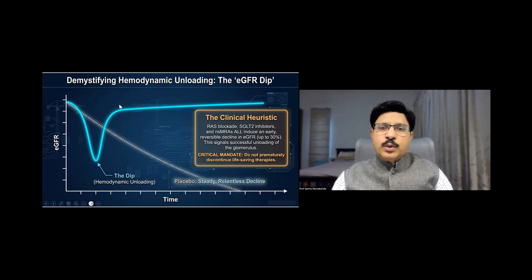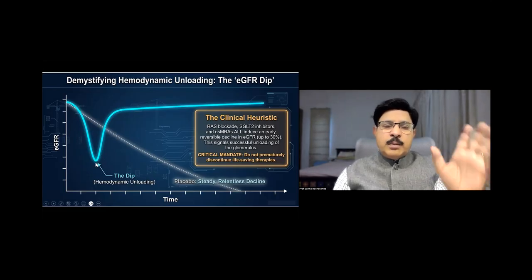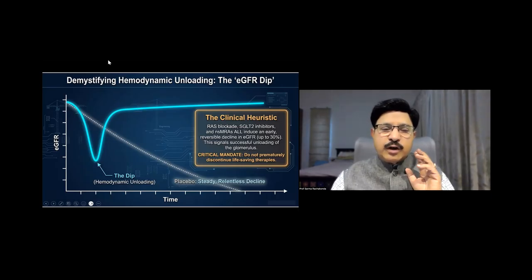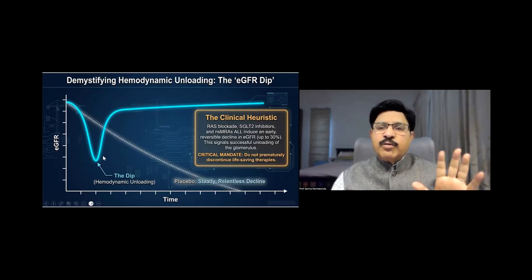Now, once you demystify the hemodynamic unloading and the eGFR dip, what happens when you use ROS blockade, SGLT2, NSMRA, finerenone? Initially, the eGFR will drop. You may wonder, hey, I am treating the patient, but he is showing a drop in the eGFR in the first 1-2 months. Don't worry. Eventually, the eGFR corrects to normal levels. So, the eGFR drop is not to be afraid of.